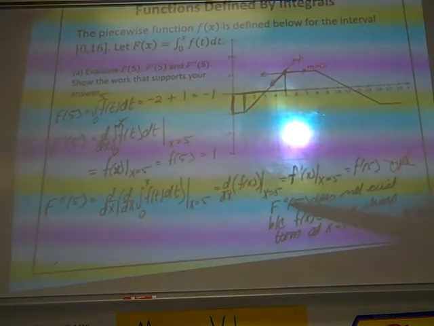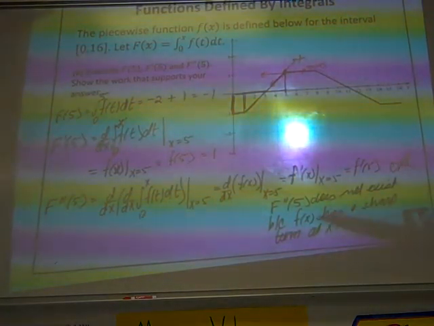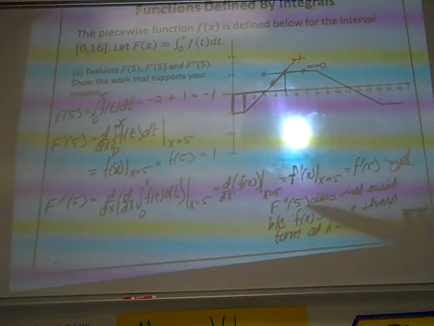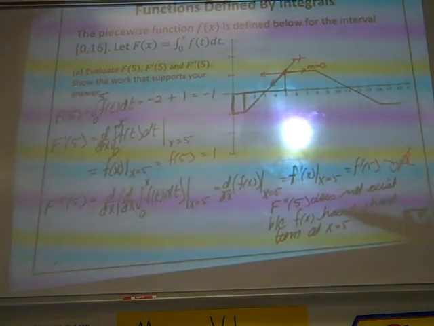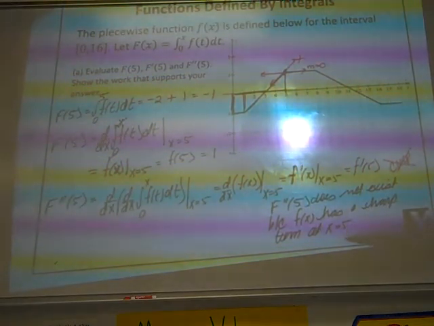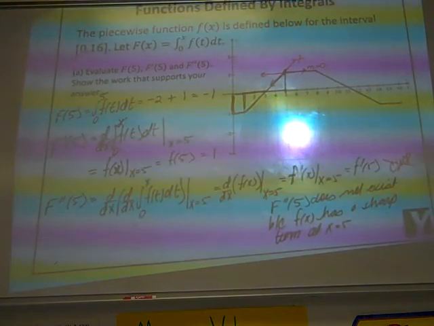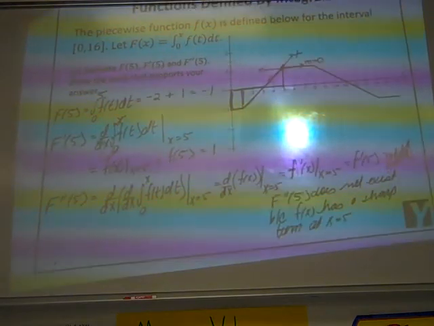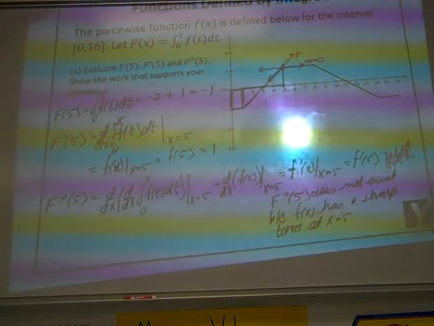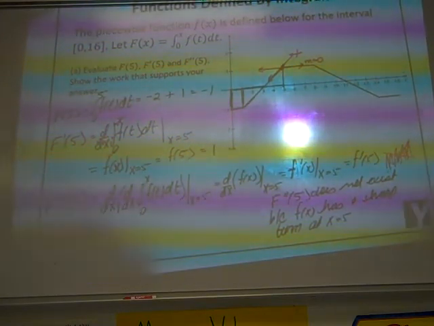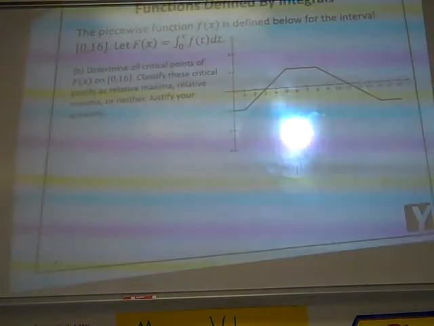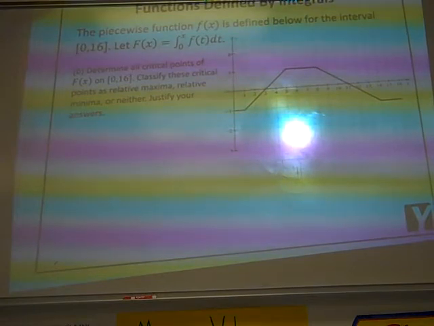You can say big F double prime of 5 doesn't exist because F has a corner point. You can say big F double prime of 5 doesn't exist because little f is not differentiable at x equals 5. You want to impress me with your vocabulary, but we have to stop saying cusp. I've heard from several calculus teachers that writing the word cusp most likely will not earn you the point, and good golly, who wants to lose points? Not me. All right, here we go.